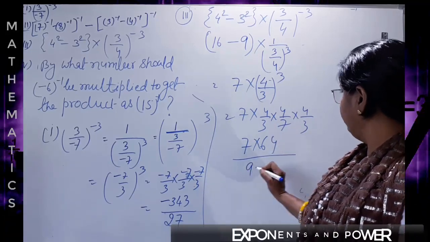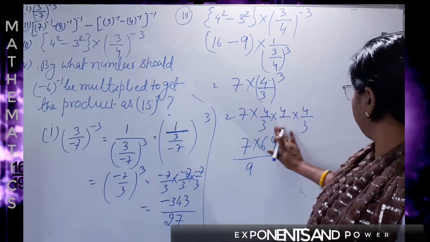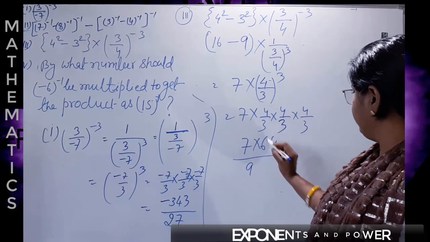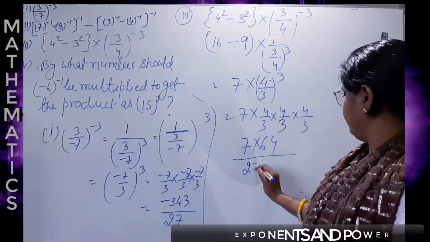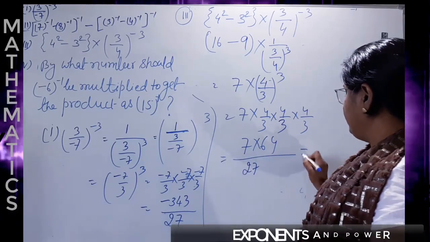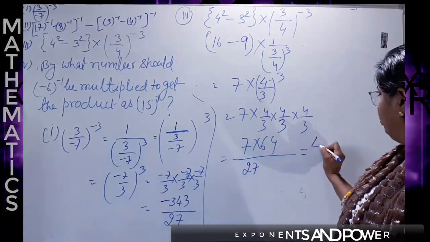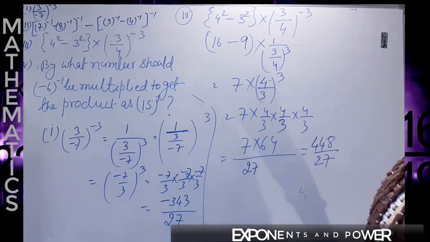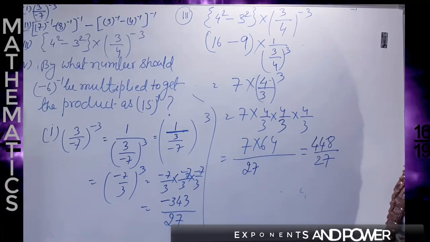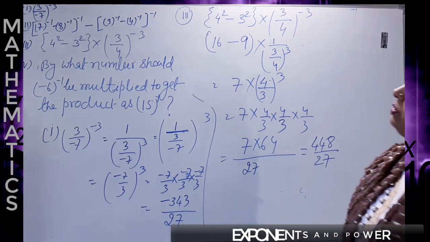3 threes are 9. There is a 3, 4 by 3, 3 times. 3 threes are 9, 9 threes are 27. So 27 is the denominator, and 7 into 64 is 448. 448 divided by 27 is the solution. I hope you understand this question.